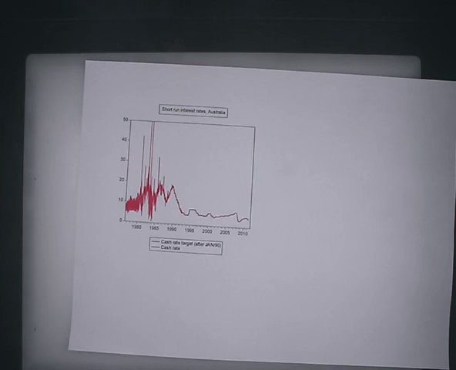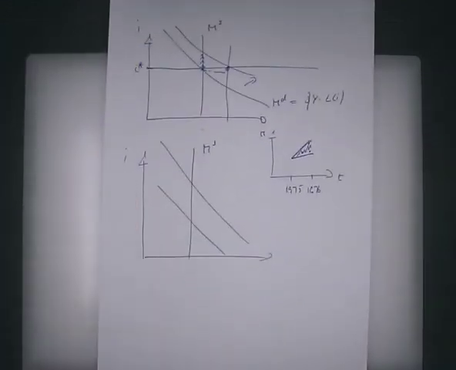But the point is, as the central bank, you cannot target both things at the same time. So you have to make a decision. You can either target the interest rate or the amount of money in circulation. What most central banks are doing today is they target the interest rate.